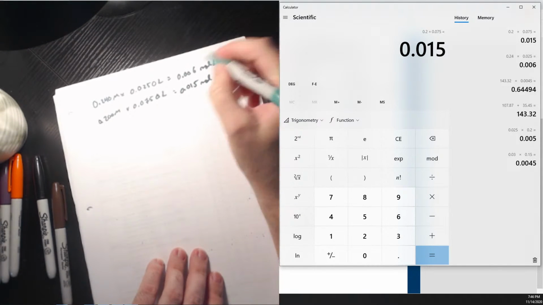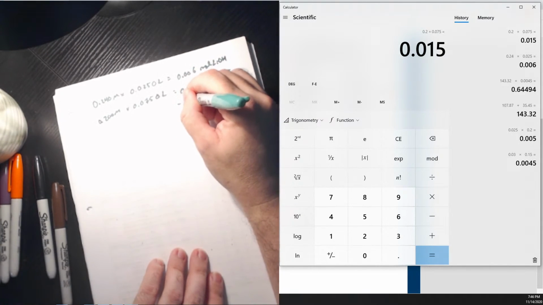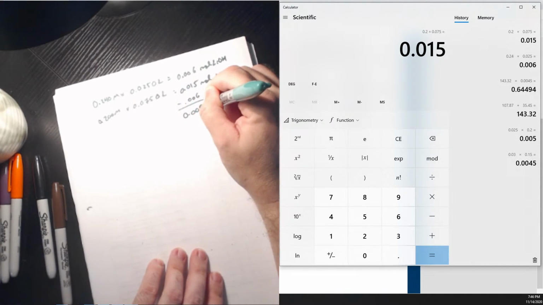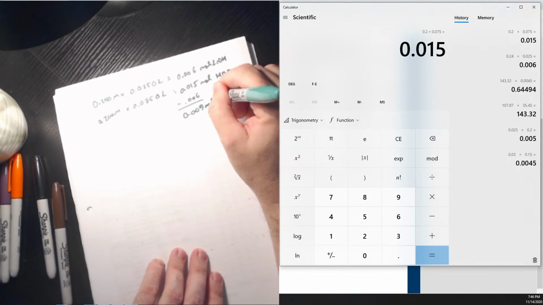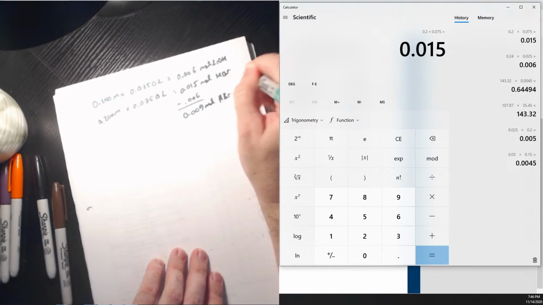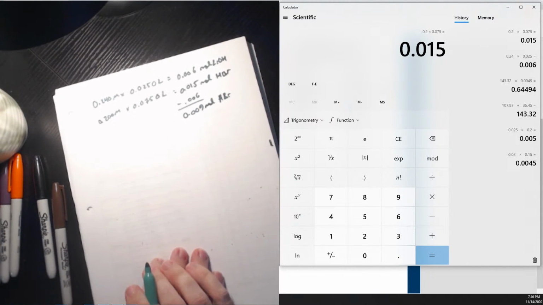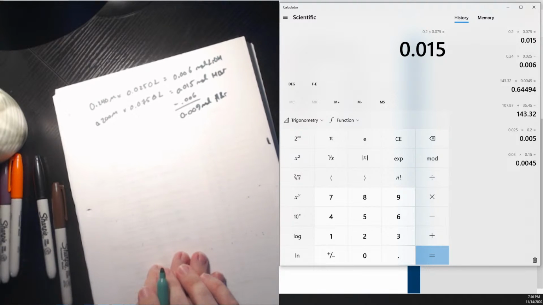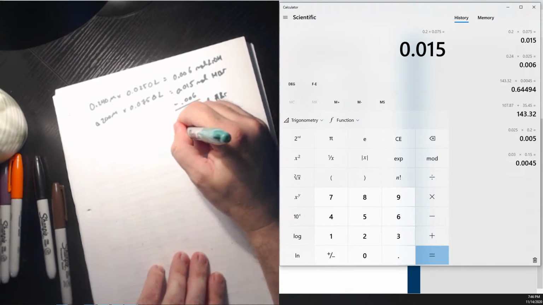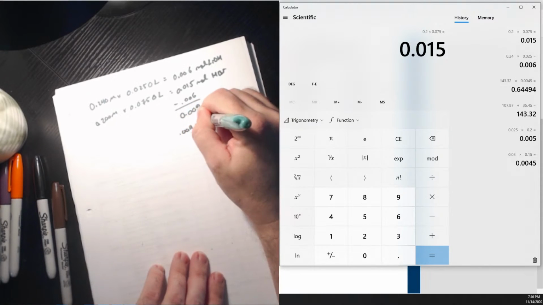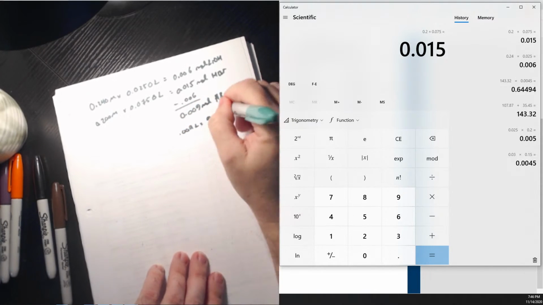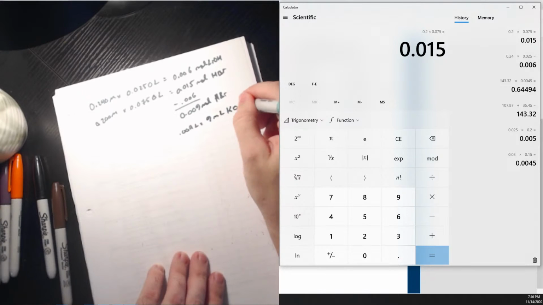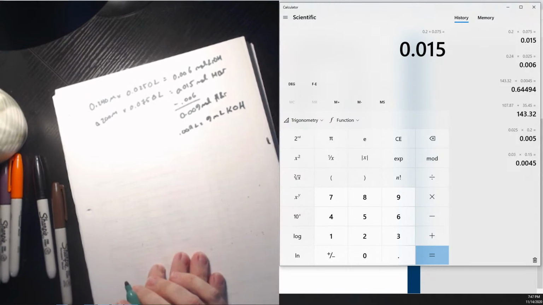That's a 1-to-1 ratio, so it's just going to be minus 0.006, 0.009 moles of HBr left over. And we need potassium hydroxide. We have 1 molar potassium hydroxide. So that's 1 mole per liter. So we need 0.009 liters equals 9 milliliters of our KOH in order to neutralize that.